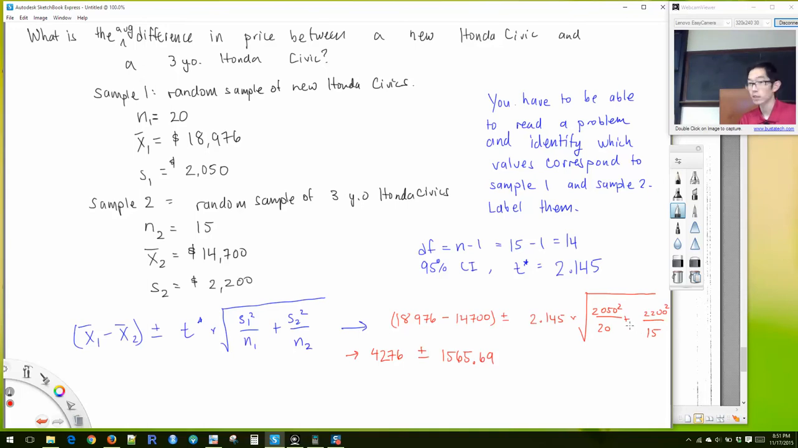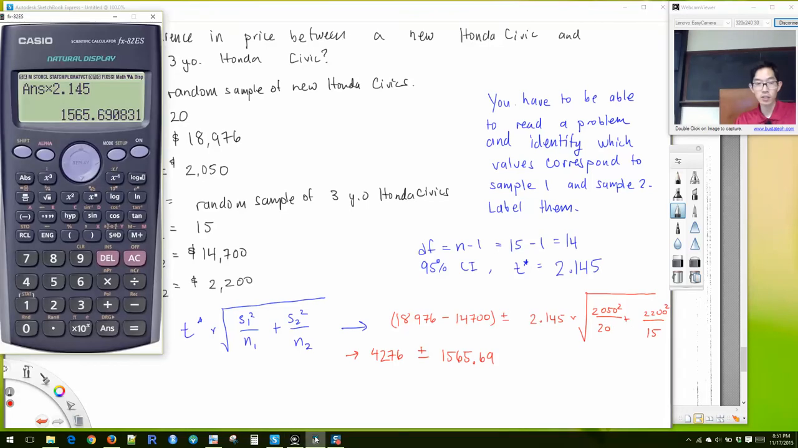Can you go through and do that on the calculator again? Okay. The way I'm going to do this on the calculator is I start on the inside and do everything on the inside. Then I take the square root of that result, and then multiply that result by 2.145. So I start with 2050, hit the square button, divide by 20, then plus 2200 squared divided by 15, and hit equals. That's everything inside the square root.